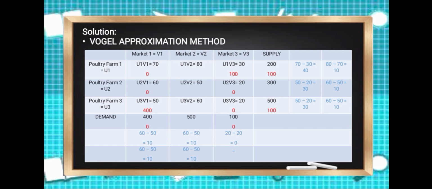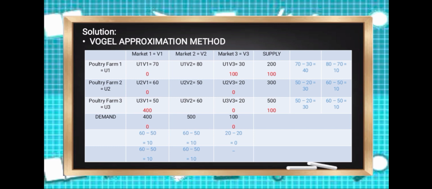And then the demand is 400 and the supply is 500. So the minimum of that is 400. So the value of U3V1 is equal to 400. And then the demand is 400 minus 400 is equal to 0. And the supply is 500 minus 400 is equal to 100. Since the demand in column 1 is 0, the rest in column 1 becomes 0.